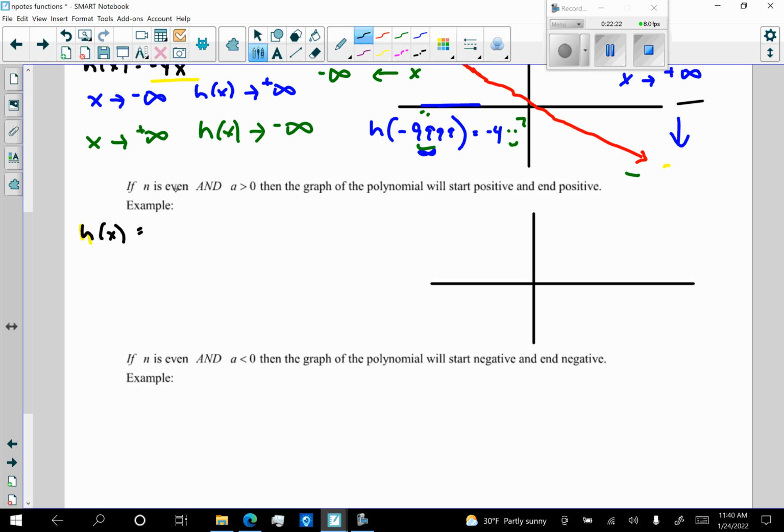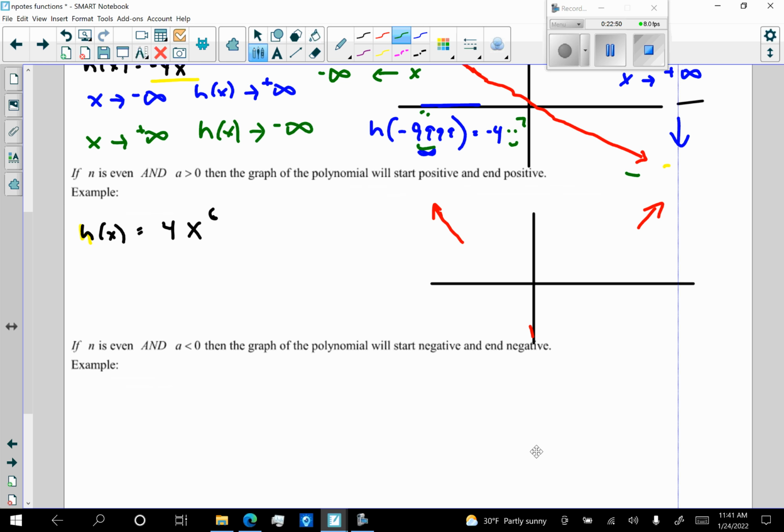N is even, x to the 6th, and a is even, 4x to the 6th. What's going to happen? The graph of the polynomial is going to start positive and end positive. So it's going to look like this. Start positive and end positive. We know it's going to be continuous, but I'm not going to talk about the end of this graph right here. What I'm going to do is make a statement.